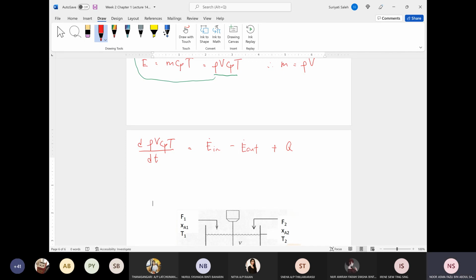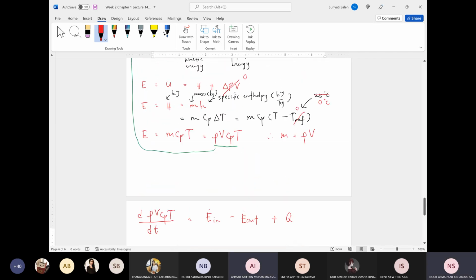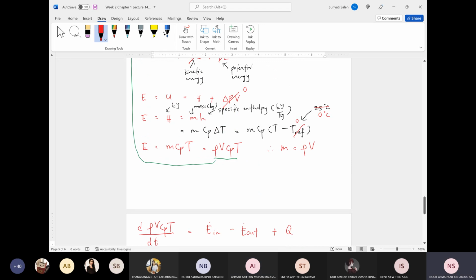Can I ask a question? Yes. The T reference just now, why is it equal to 0? Okay. Why do we assume the T reference equal to 0? Because in this case, we want to simplify our term.